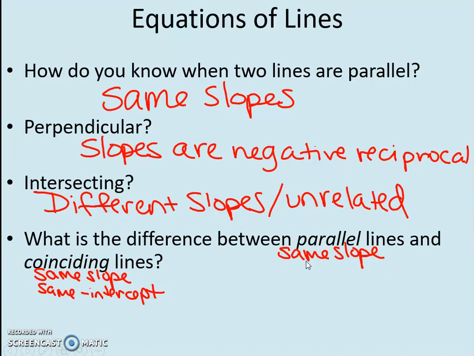What is the difference between parallel lines and coinciding lines? Parallel lines have the same slope. Coinciding lines, meaning they coincide, have the same slope and the same intercept. So parallel lines only have the same slope, but coinciding lines have the same slope and the same y-intercept.